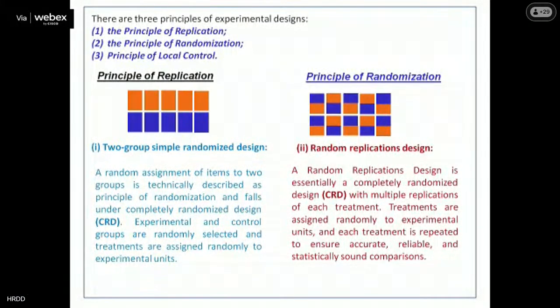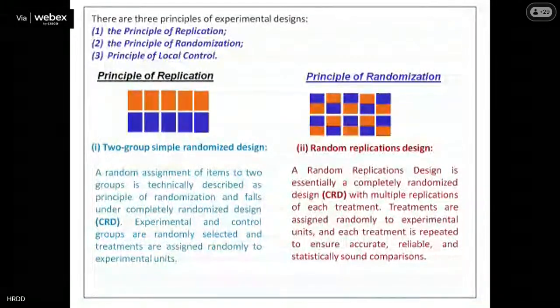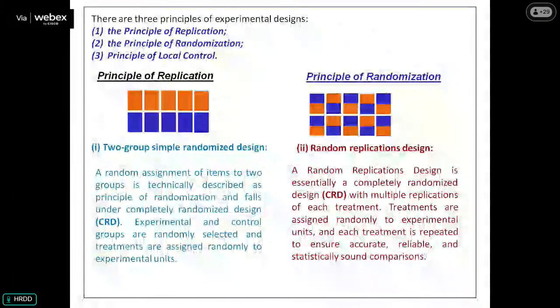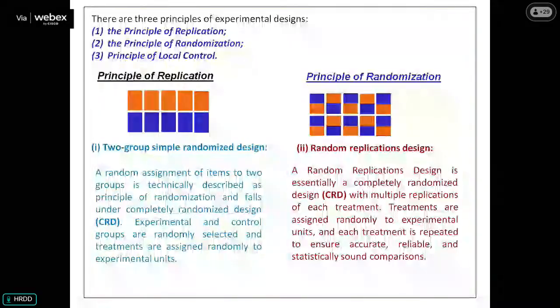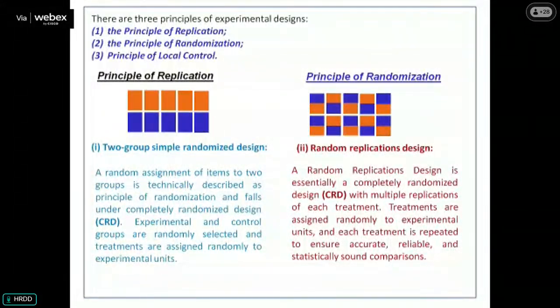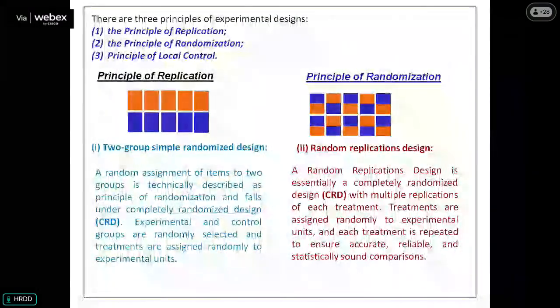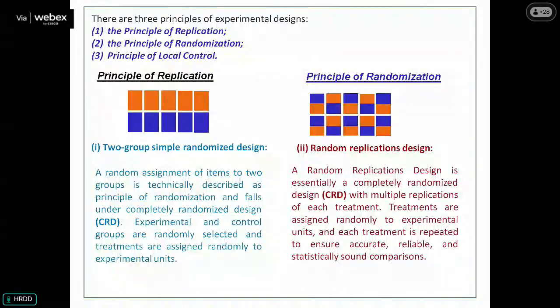If you do it multiple times, then instead of a two-group design, it becomes a random replication design. So there is not just an experimental and control group, but there are multiple groups. In the experimental and control group, it was randomly selected. Here also it is randomly done in the multiple groups.